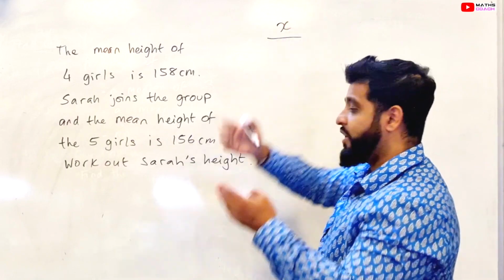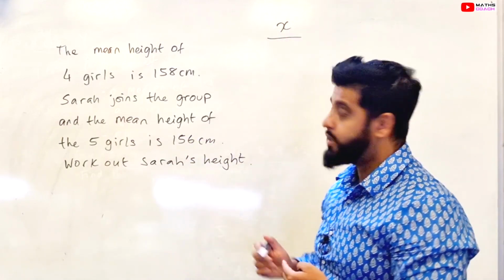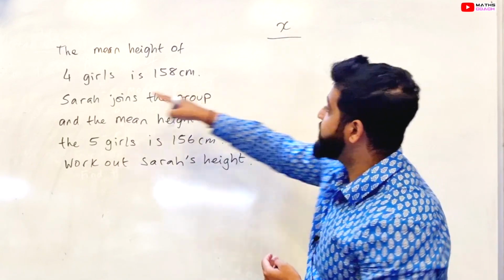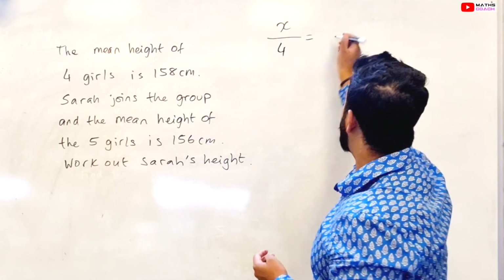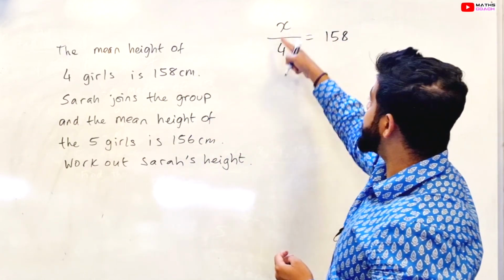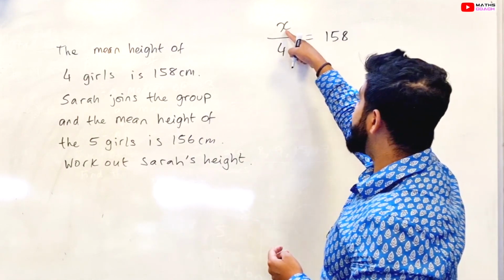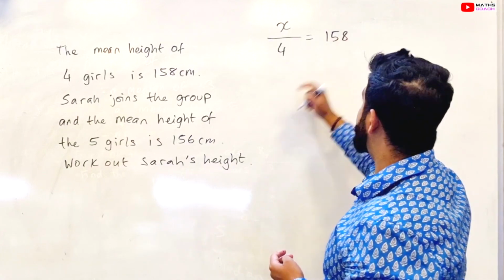But x would mean that if you were to add up all the girls' heights, that would be the total height. So x will be divided by 4 because there are 4 girls, and that gives us the mean of 158. Now what we can do from this is rearrange so that we can work out the total height of the 4 girls, which is to just multiply by this 4 over here.